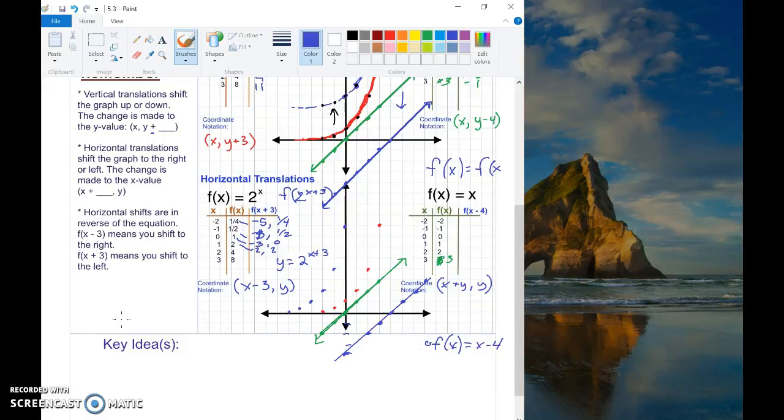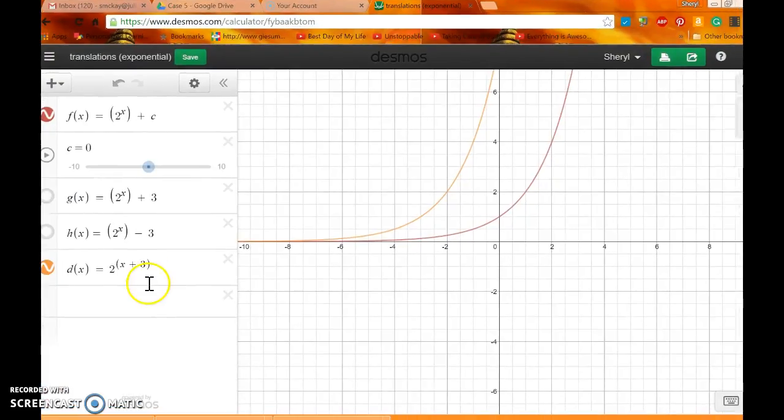All right? In our horizontal translation, we change the value of the x. So notice that we did 2 to the power of x plus 3. But what actually happened in the translation was a shift in the opposite direction, in the negative direction. All right? So let me show you again on Desmos here. So notice that even though it's 2 to the x plus 3, the whole thing shifted to the left.